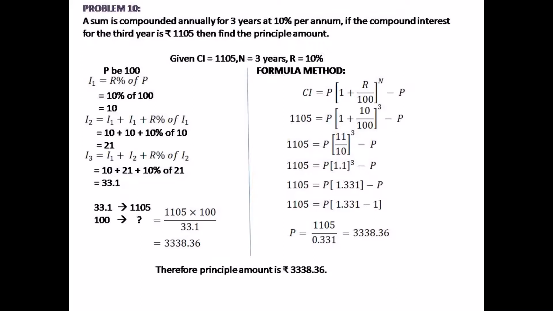Solving by formula method, we get 1105 equals P into 1 plus 10 by 100 on the whole power 3 minus P. On solving, we get P as 3,338.36. Therefore, principal amount is rupees 3,338.36.